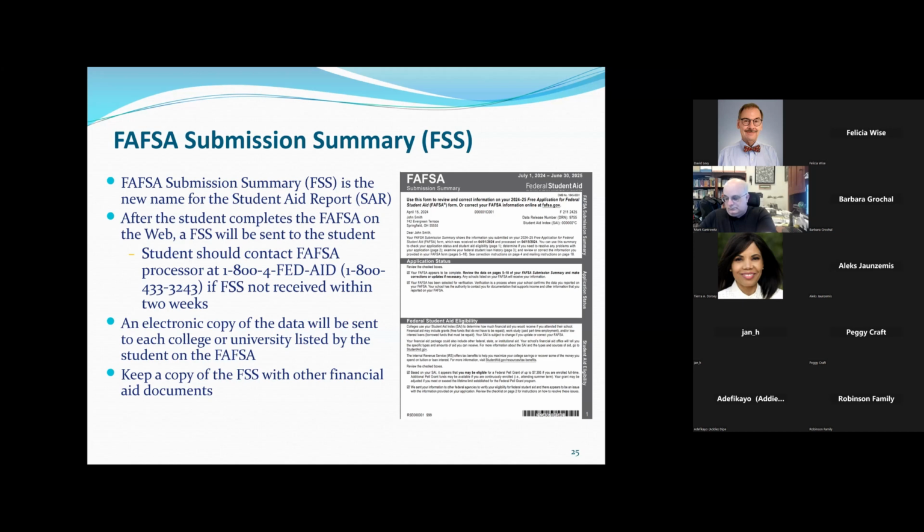Students should make sure to keep a copy of the FAFSA submission summary with the rest of their financial aid documents. Private scholarship agencies may require a copy of the FAFSA submission summary as part of their application materials. Next slide, please.